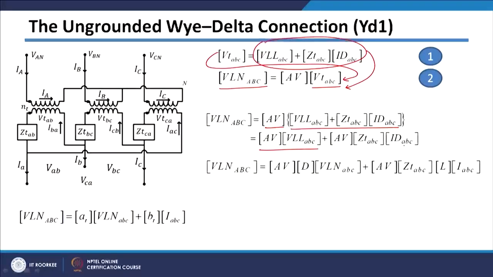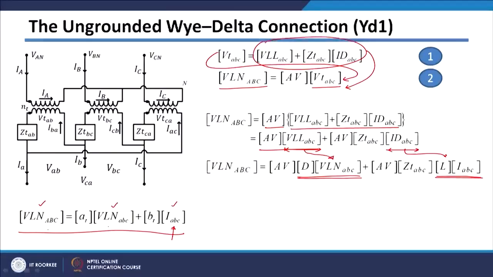Now, the standard form of the A and B parameter equation is like this. Here we need line to neutral voltages, here also line to neutral voltages, and here line currents. If you observe this form, these are line to line voltages which need to be converted into line to neutral, and this part is delta phase currents which need to be converted into line currents. We have seen the conversion matrices. The line to line voltages can be written in terms of line to neutral voltages by multiplying with D, so VLL will be equal to D multiplied by VLN ABC, and IDABC can be written as L multiplied by IABC.